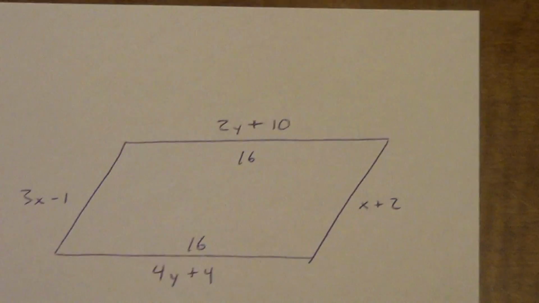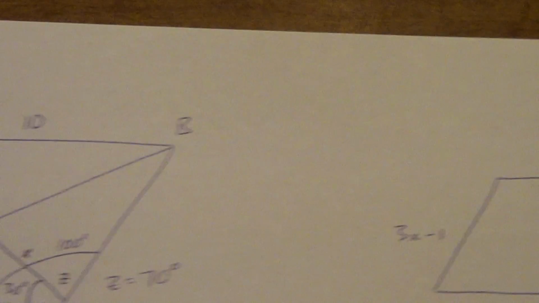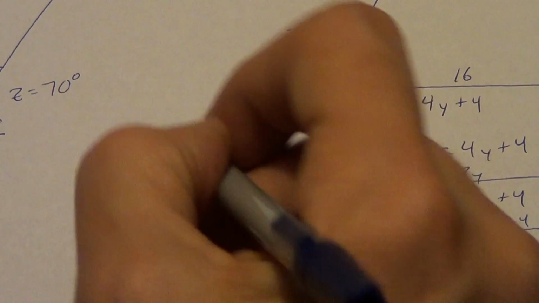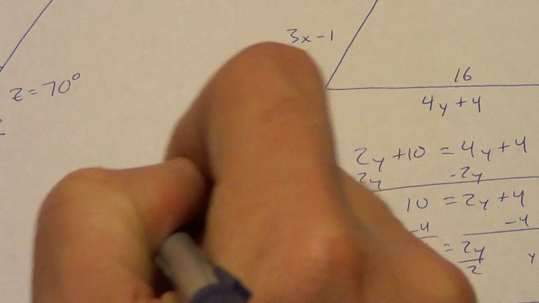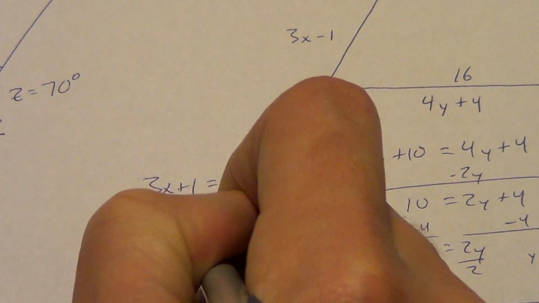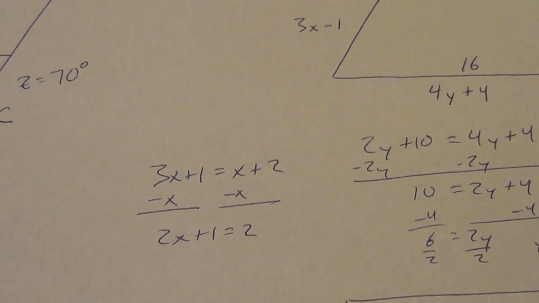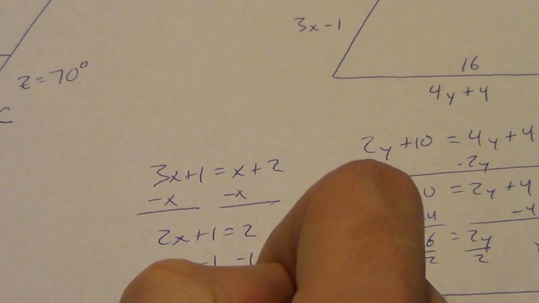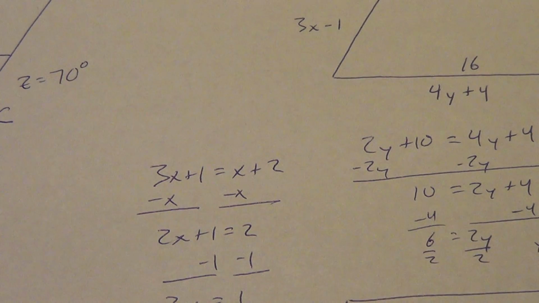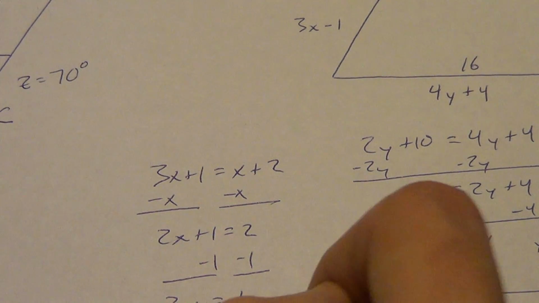3x minus 1 and x plus 2. Once again, opposite sides have to be congruent. So 3x plus 1 equals x plus 2. We subtract the x. We get 2x plus 1 equals 2. We subtract the 1. 2x equals 1, and we divide by 2, and we get x equals 1/2 unit.